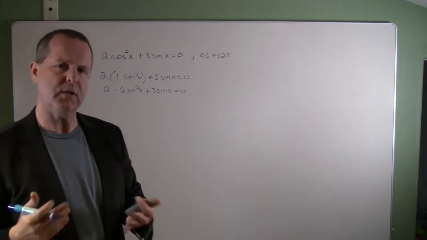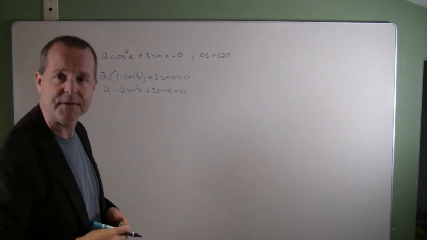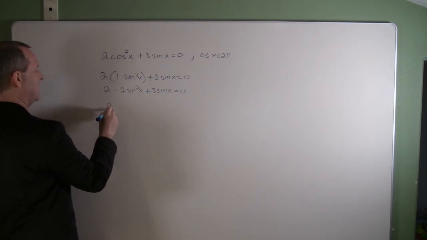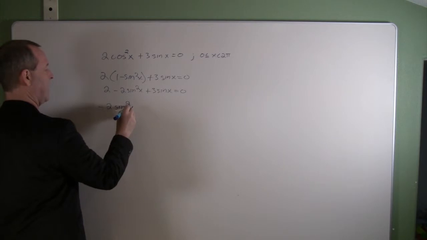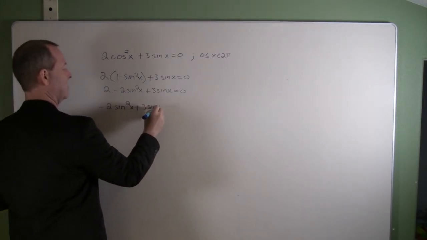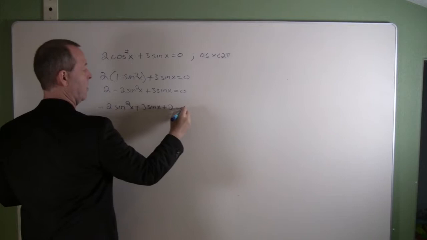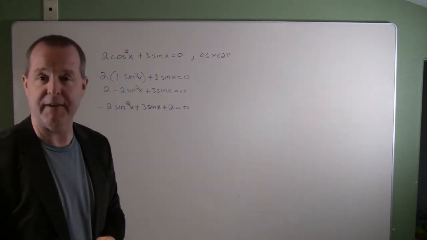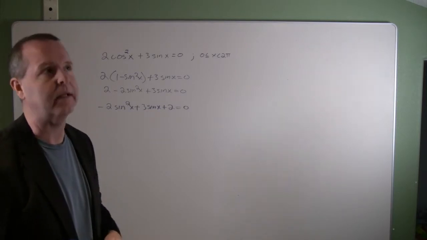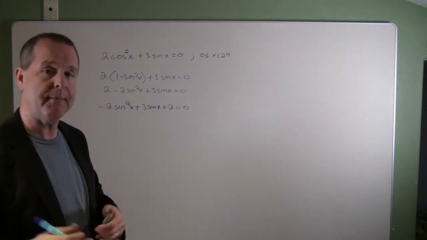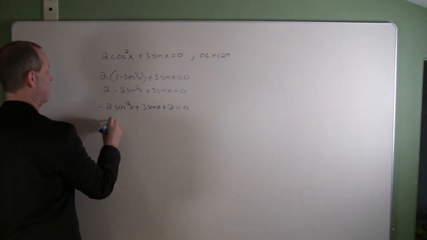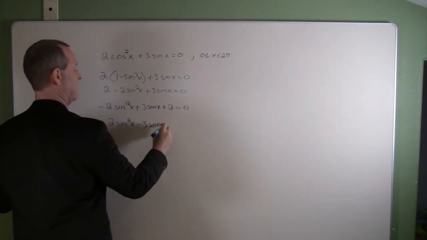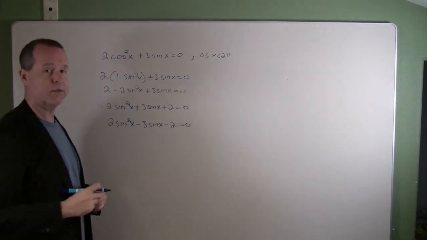It looks like I'm building a quadratic. There's a quadratic kind of hidden there. So let's put the highest term first. Minus 2 sine squared of x plus 3 sine of x plus 2 equals 0. I might be able to factor this, but it's a lot easier if it has a leading positive coefficient. So let's multiply both sides by a -1. Then I have 2 sine squared of x minus 3 sine of x minus 2 equals 0.